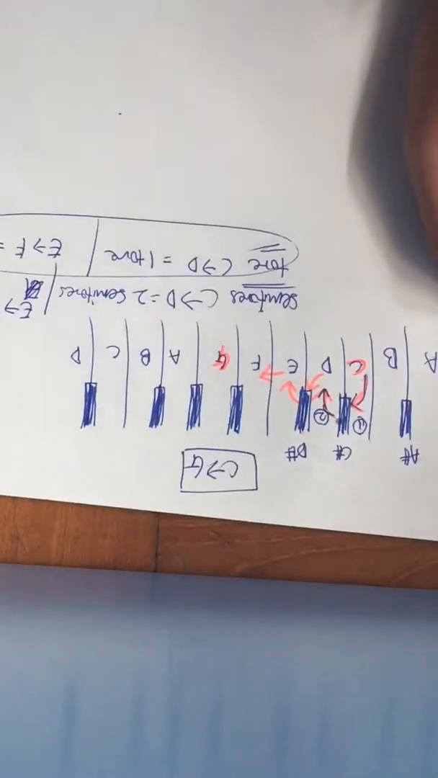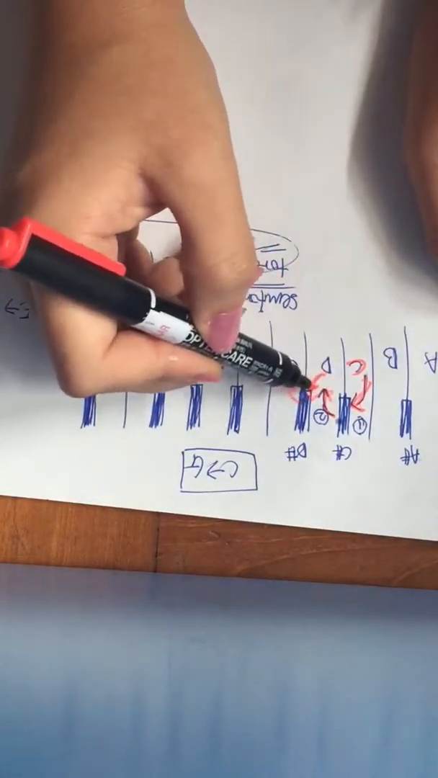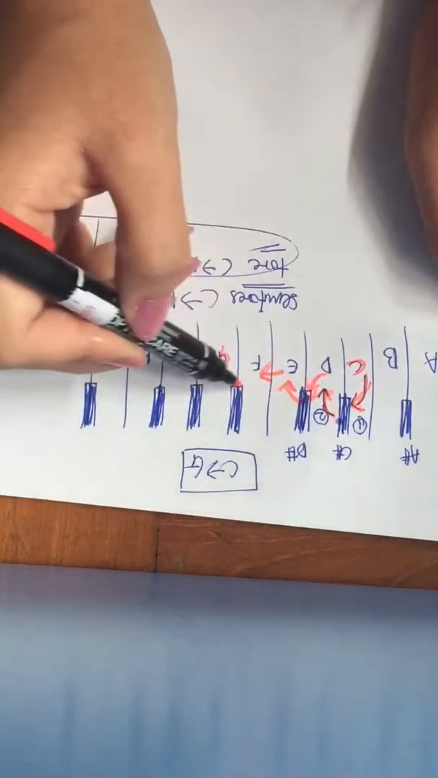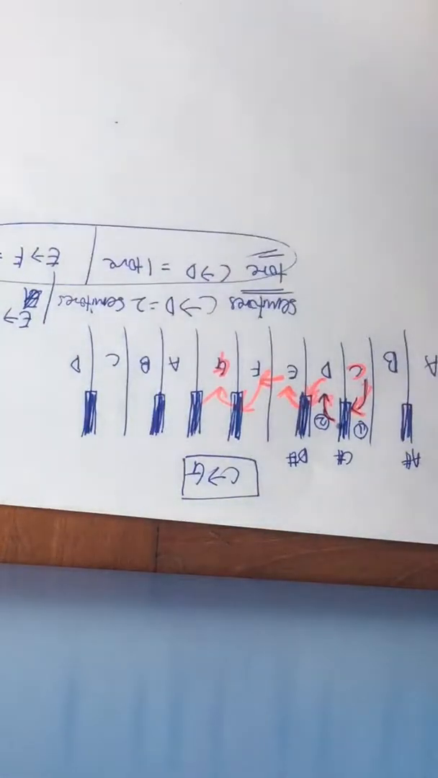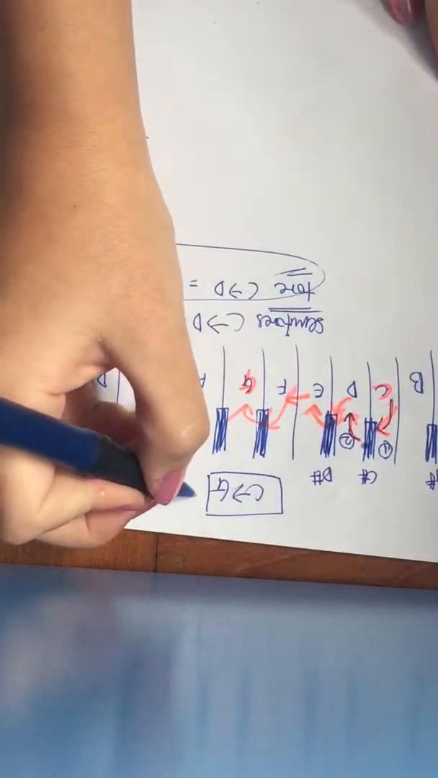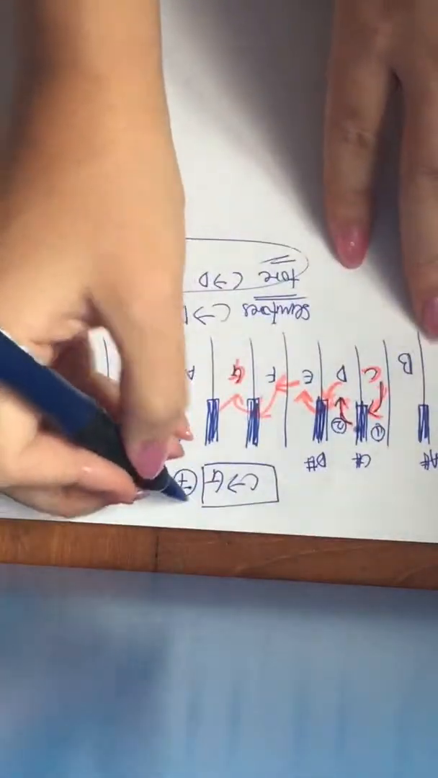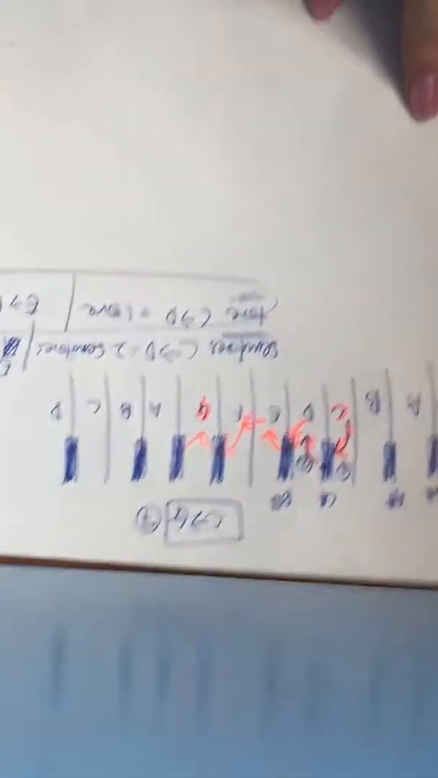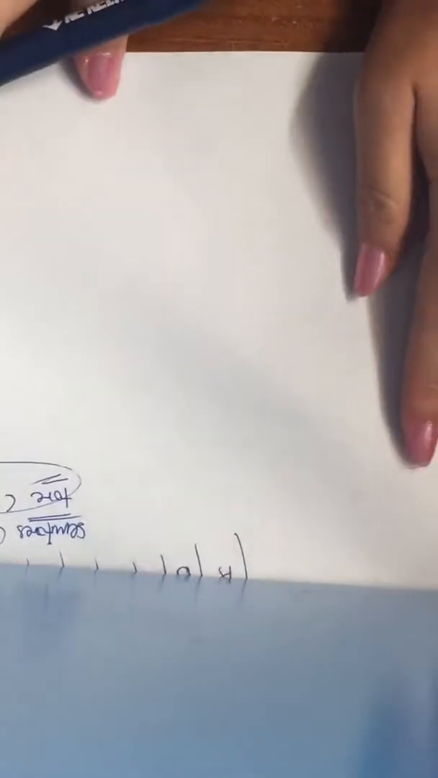So we continue counting. We have 1, 2, 3, 4, 5, 6, 7. Yay! After you count like this, you know that from C to G, it's 7 semitones. So that's your magic number for the whole score that you're trying to transpose. Let's look at what you have.